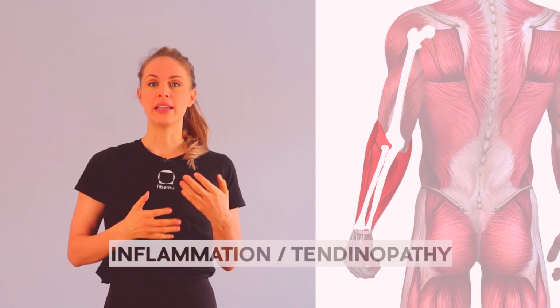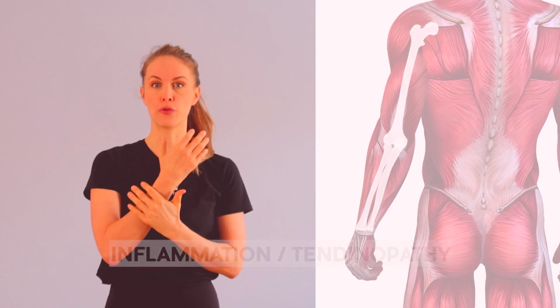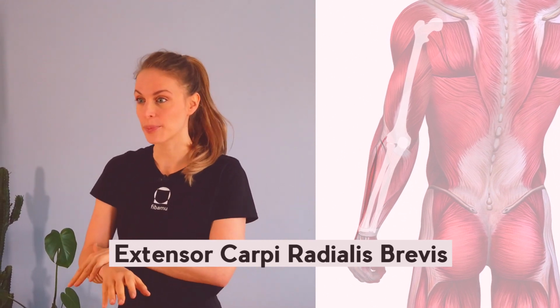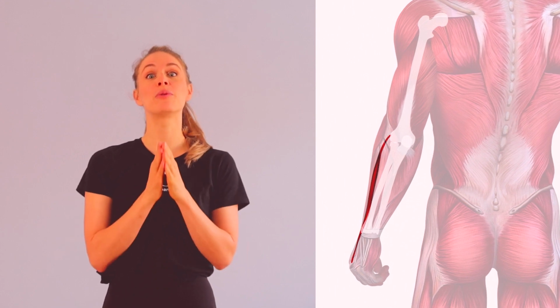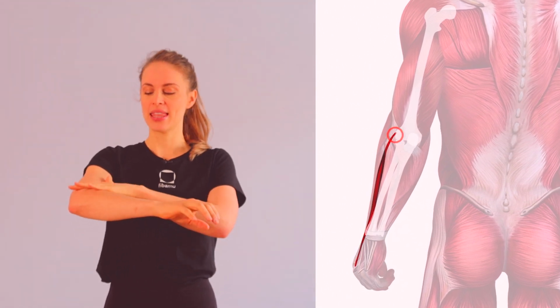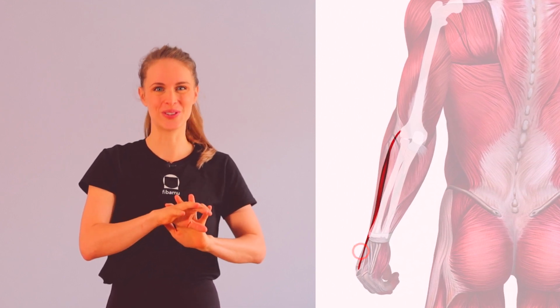Your radius and ulna connect your lower arm to your wrist, or what we call carpals, in several joints. In the case of lateral epicondylitis, we have an inflammation or tendinopathy of some of the extensor muscles of your forearm. Most commonly, we see that the extensor carpi radialis brevis is involved. You don't have to remember the name, but what is important is that it has its origin at the lateral epicondyle, so at your upper arm bone, then it runs down your forearm and inserts at the third metacarpal in your hand, so it also crosses your wrist.